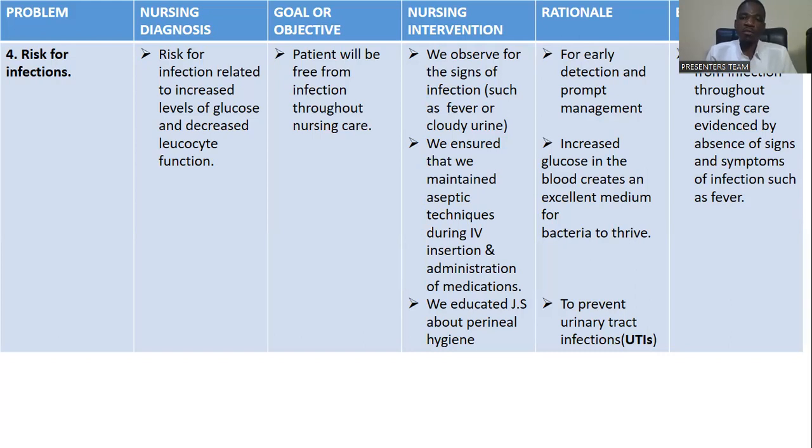Our second intervention was that we would maintain aseptic techniques during IV insertion and administration of medications. Obviously, our rationale was that increased glucose in the blood creates an excellent medium for bacteria to thrive. Our third and last intervention was we would educate JS about perineal hygiene in order to prevent urinary tract infections, or rather UTIs. Our evaluation was JS was free from infection throughout nursing care, which was of course evidenced by absence of signs and symptoms of infection, such as fever.